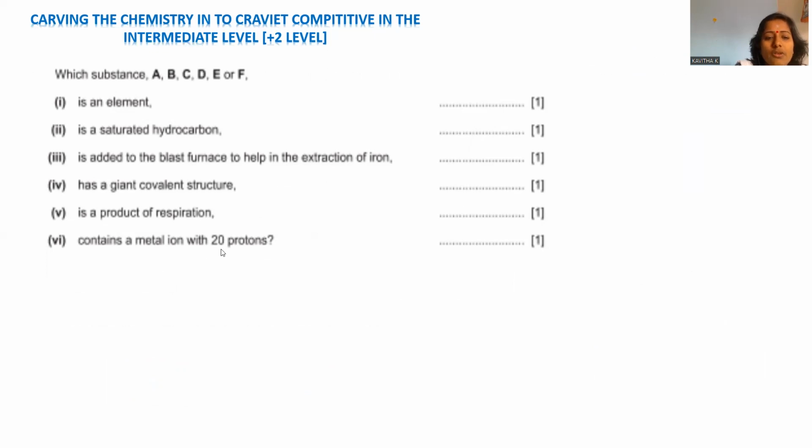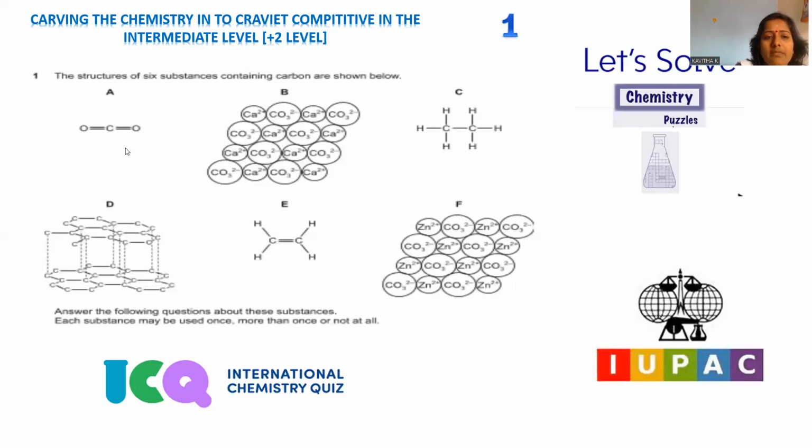Which one contains the metal ion with the 20 protons? Here, compound A is not having any metal. Compound B, you can observe calcium carbonate. Calcium is accompanied by atomic number 20, so that 20 protons are present at its core. So the right answer will be option number B.